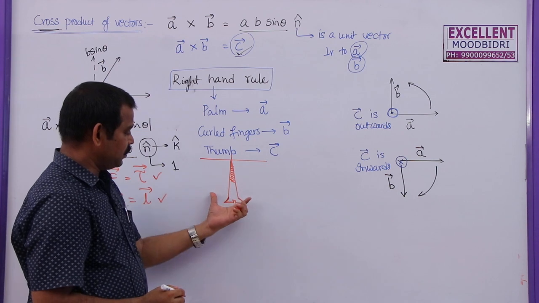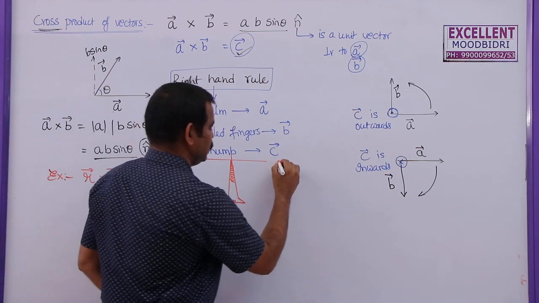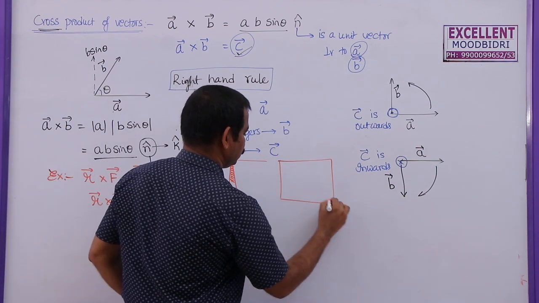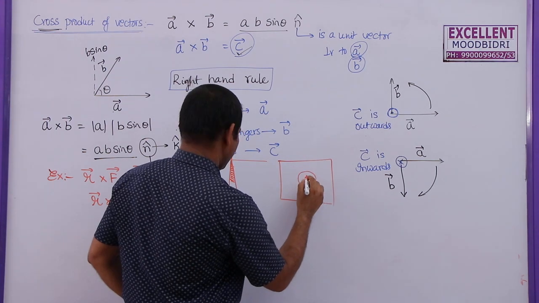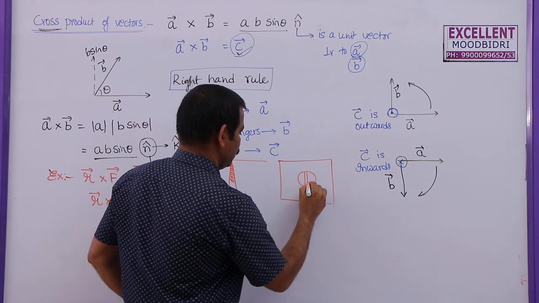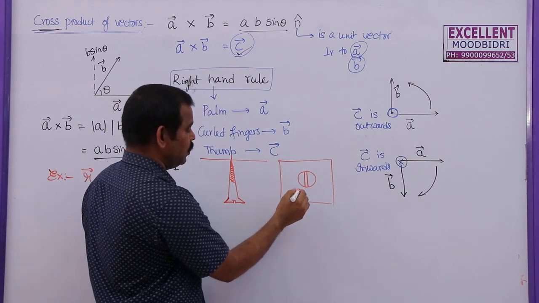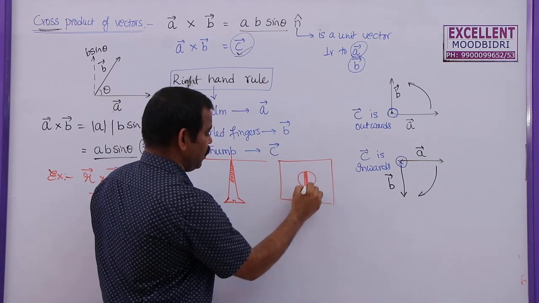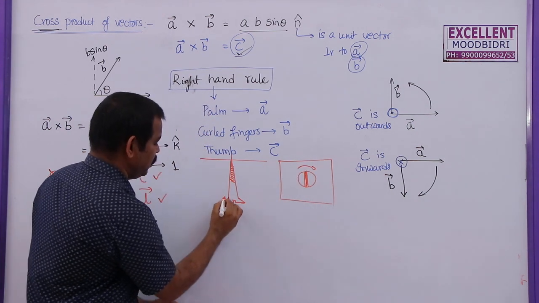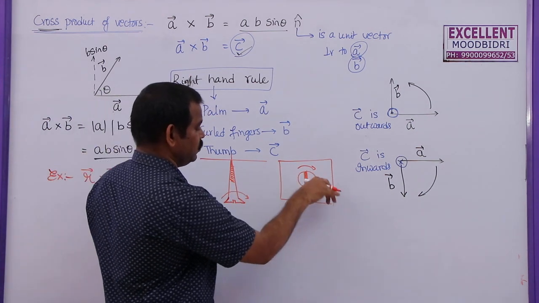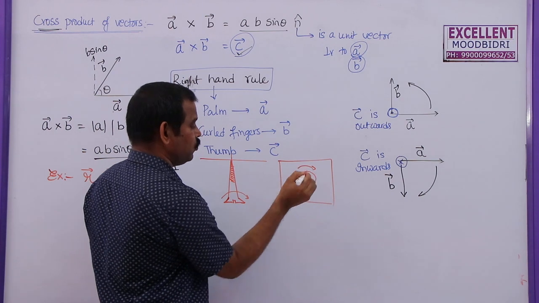Now, let me take the same diagram here. So, this is the board and this is the head of the screw, and the tip is not visible to us because it is into the board. Now, if you rotate the head of the screw in this direction here, the tip will enter into the board.